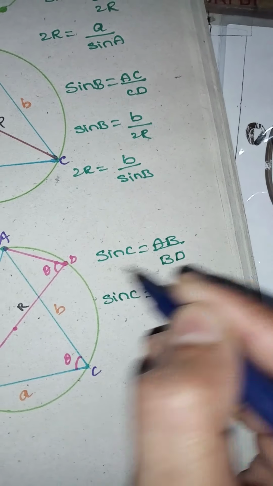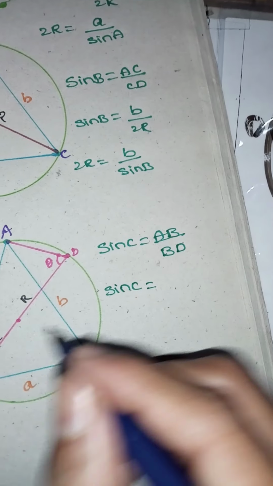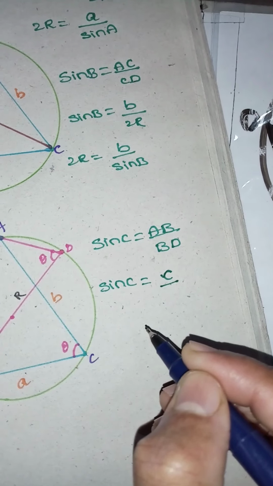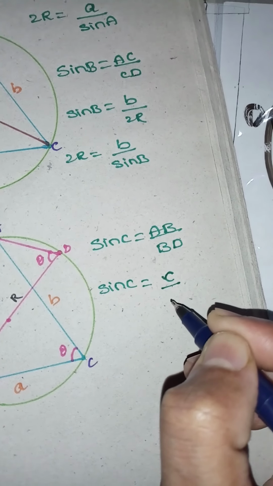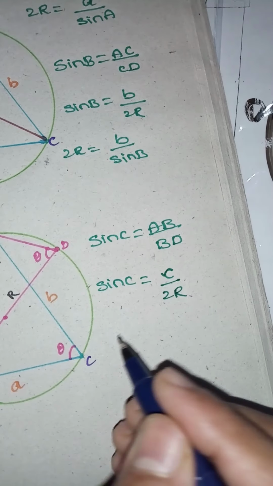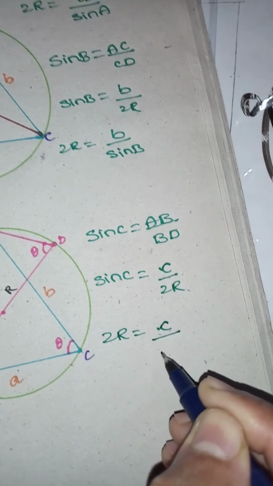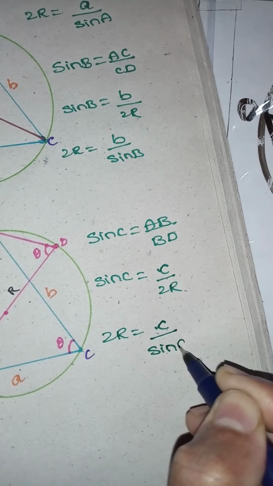Therefore sine C is equal to, what is the AB value here? Small c, by what is the BD value? That is nothing but the diameter of the circle. Therefore I will write it as 2r. Now 2r is equal to small c by sine C.